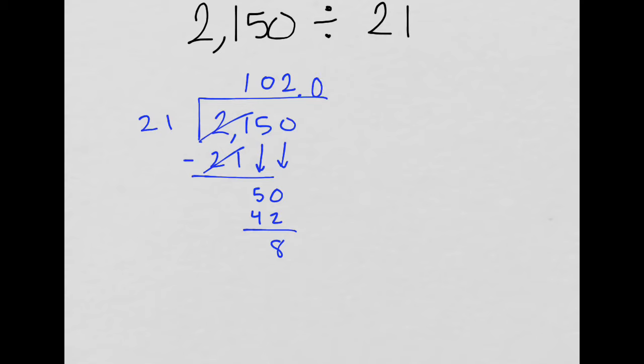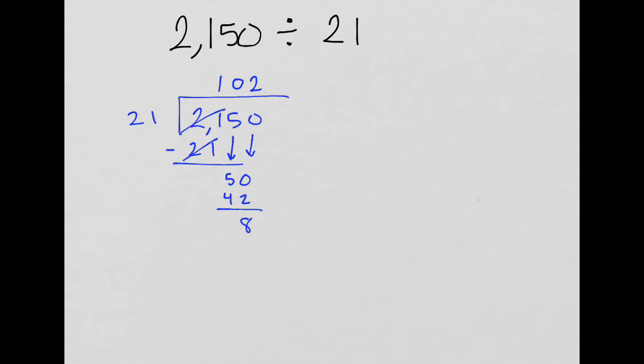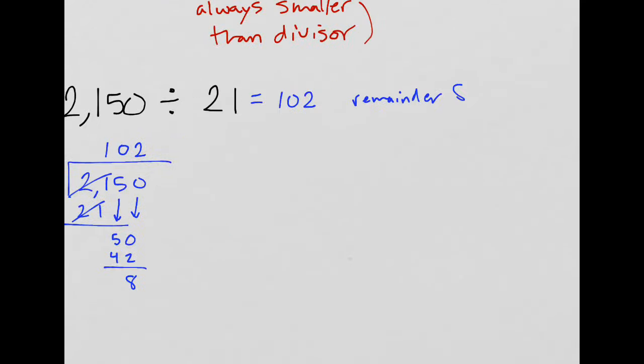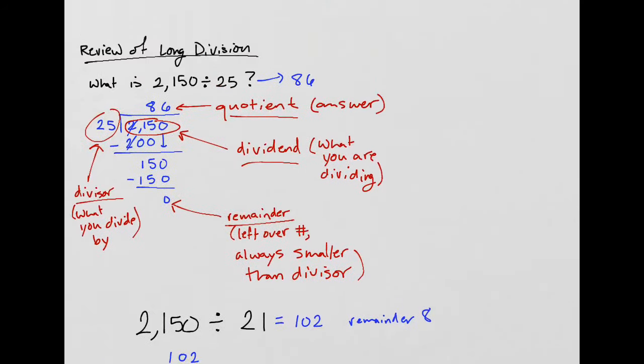Normally we would put a decimal there and then keep going, adding zeros to the 8 until I get something. But for this case, we're just going to say, okay, this is done. We can say 2,150 divided by 21 equals 102 with remainder 8. Sweet. That's it. That's reviewing the long division.